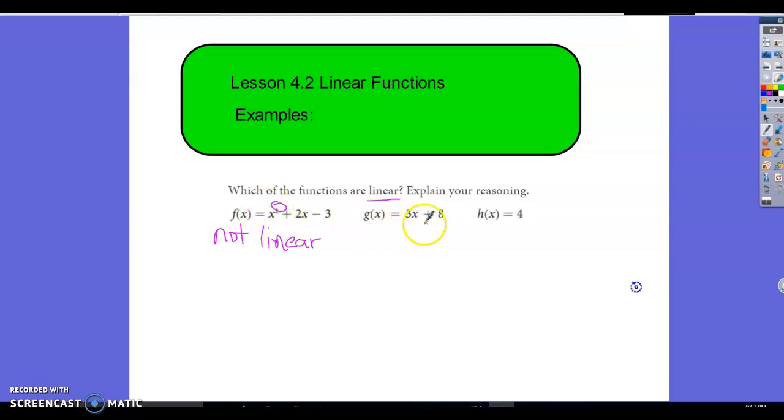All right, g of x equals 3x plus 8. This one is linear because there's no exponent, so it's assumed to be 1. And then we've got h of x equals 4. If you remember when we were going over some previous examples, this is the same as y equals. When you have y equals 4, that's a horizontal line, so that is linear. It just doesn't have a slope. So that one is linear. And explain your reasoning. It's a horizontal line. Okay?